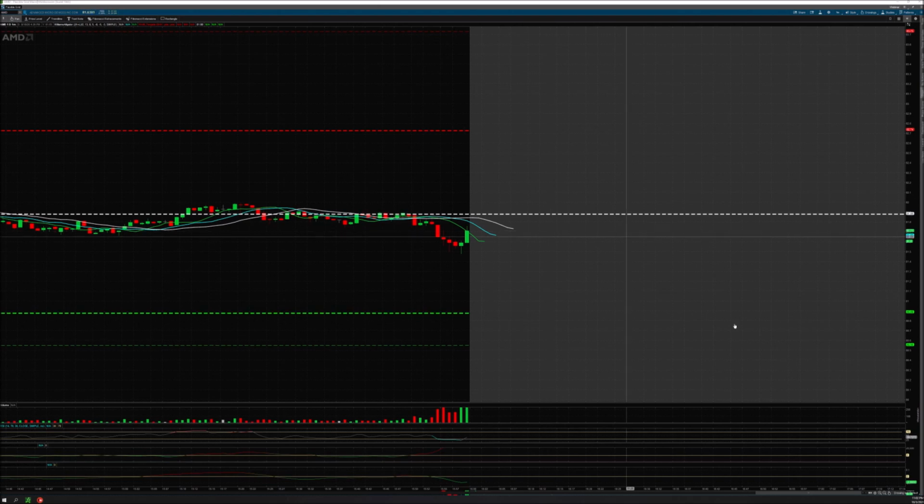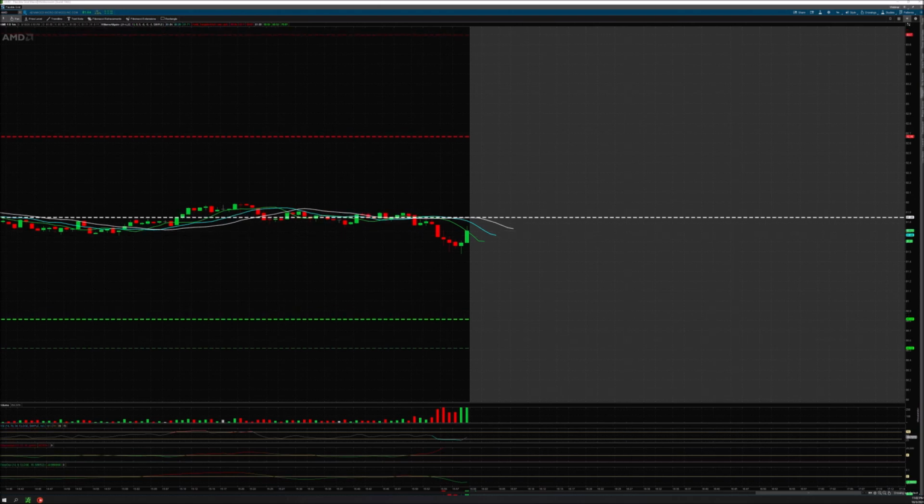Right. But that's how you're supposed to do it. If you take more than one, you're supposed to exit half and then let the other one run.